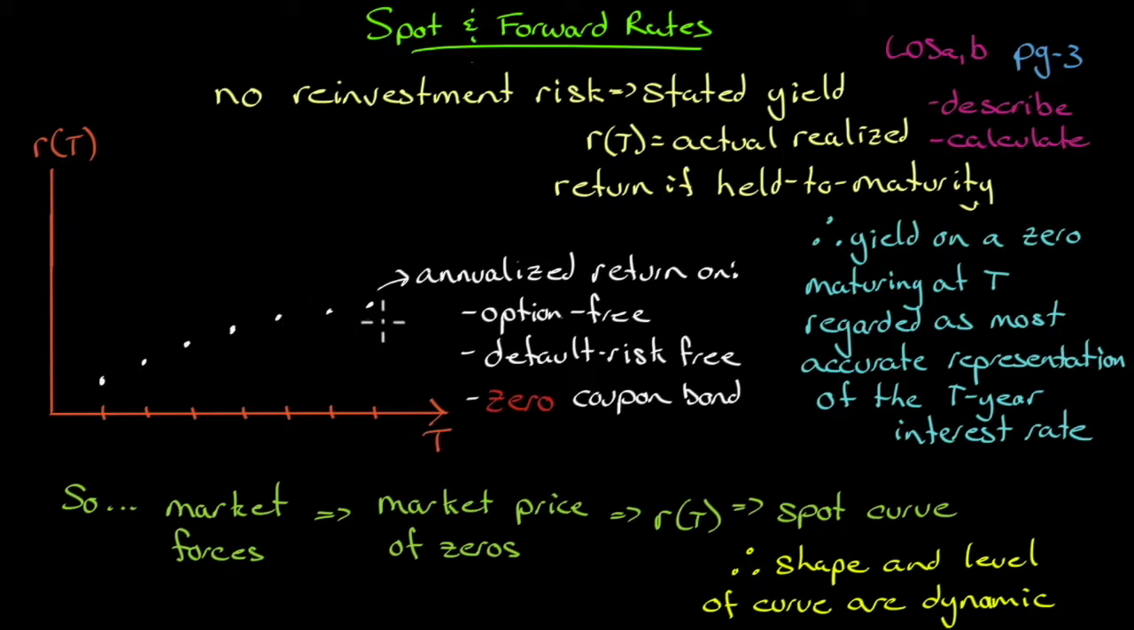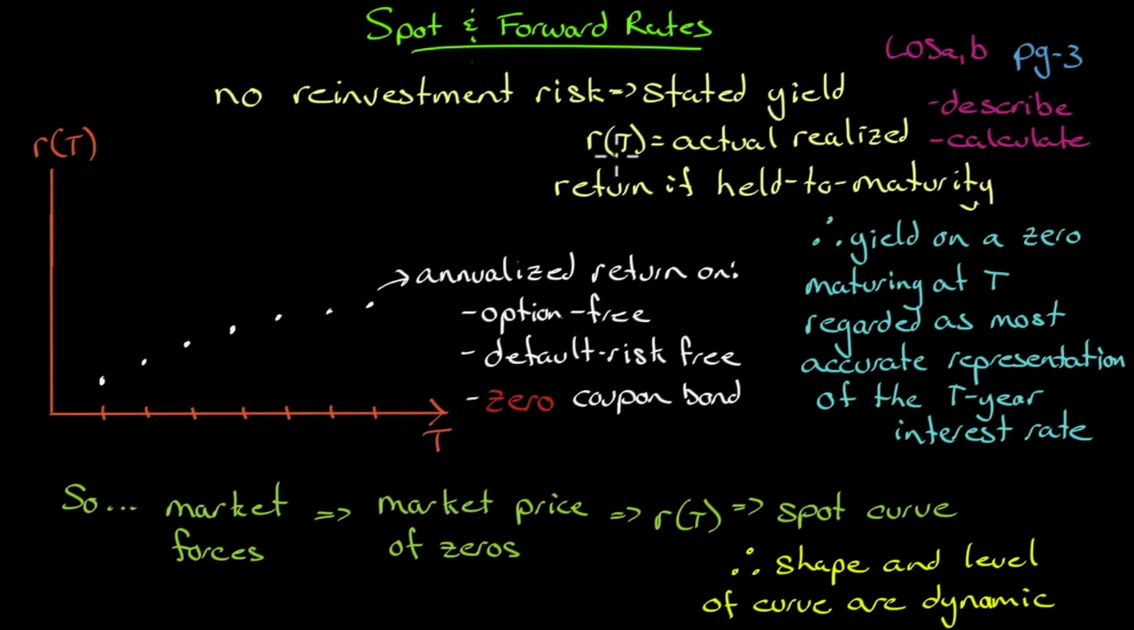Each point on the spot curve represents an annualized return on a zero coupon bond, and here are the characteristics that the zero coupon bond has to satisfy: option-free, default risk-free, and of course it's a zero coupon bond. So the default risk really brings it down to just treasuries, right? There is no reinvestment risk, simply because there are no coupons to receive.